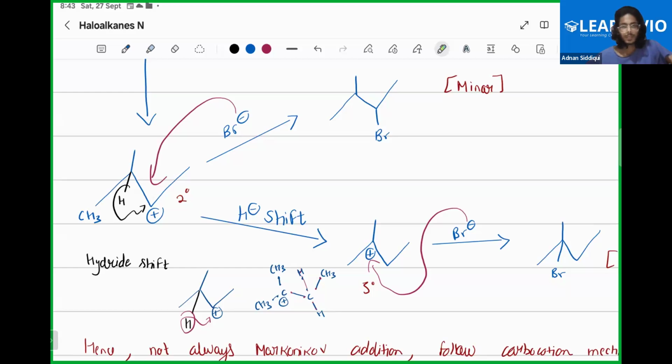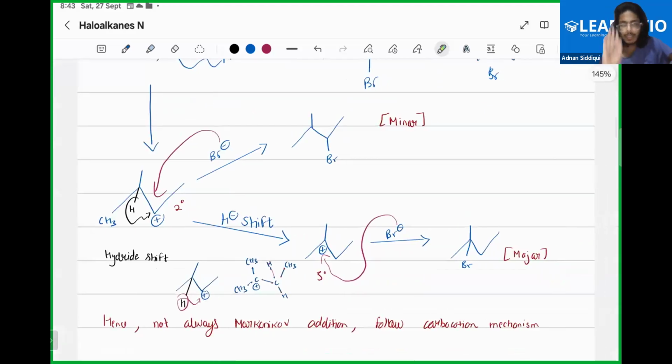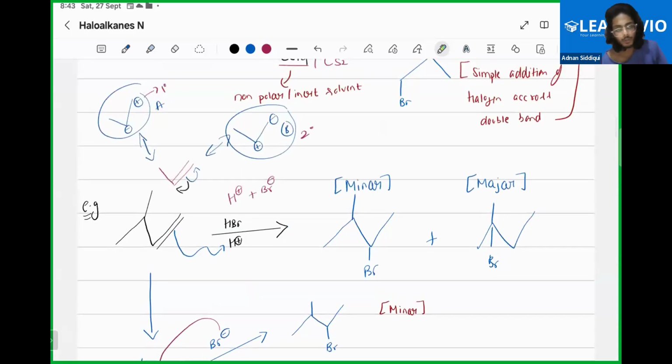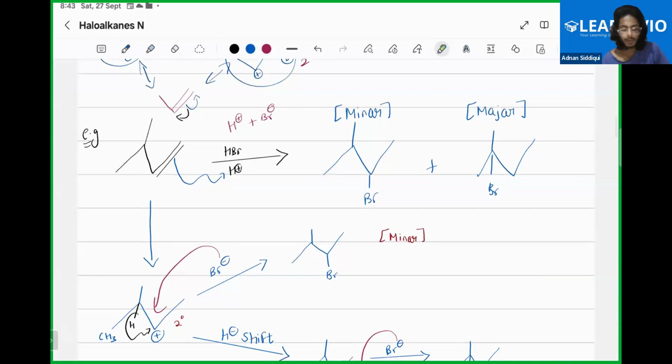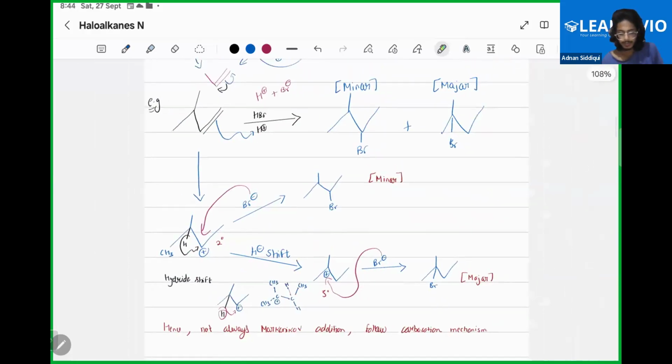Luckily, most of your questions will go by the simple Markovnikov addition approach. But if you have a substrate which is a little more complex like this one, where you have more than one site, here we have a 3-degree carbocation as well, so you will prefer the more stable one. Is it making sense, or shall I do something like a different approach?